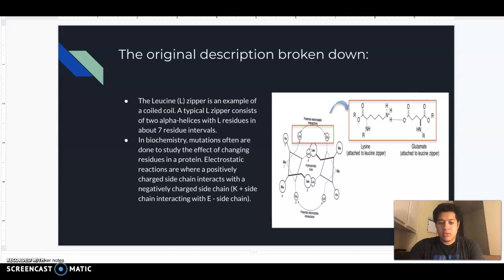In biochemistry, mutations are often done to study the effect of changing residues in a protein. Electrostatic interactions are where a positively charged side chain interacts with a negatively charged side chain. You can see here, K, being lysine, is the positive side chain, and that's interacting with glutamate, which is E, which represents the negative side chain.